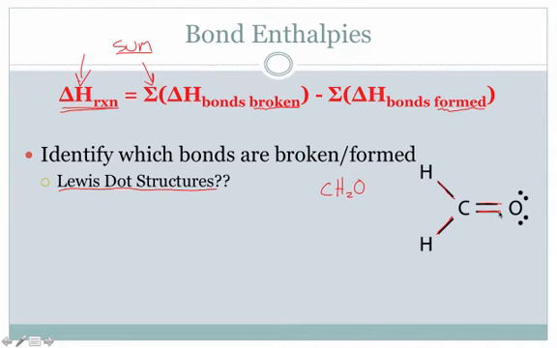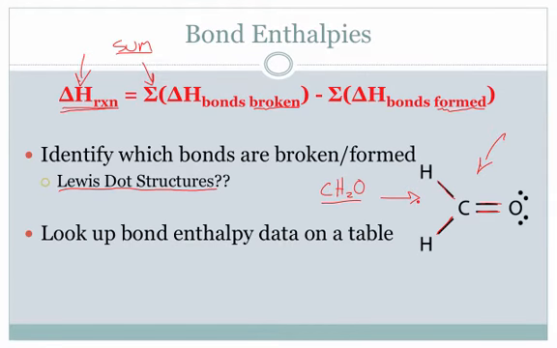We would need to see that in advance before we can figure out which bonds are broken and which bonds are formed. For now, the way we're going to solve this problem is I will always provide you with this picture here, this Lewis dot structure. Later on in the year when you can do your own, you'll have to go from the formula, create the Lewis dot structure first, and then calculate your bond enthalpies from that.